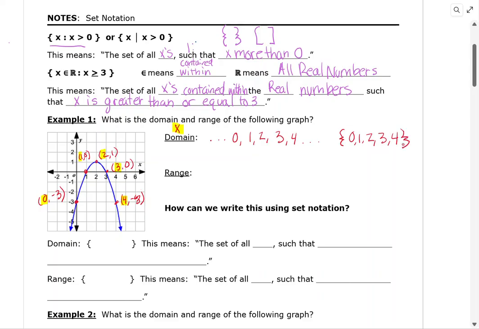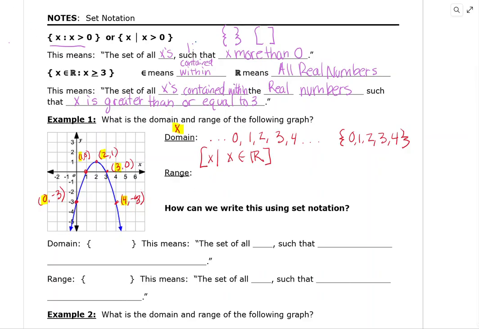Now, if we want to write this in set notation, we have to use this format here. I'm going to use a bracket. So I have x such that, and when I'm looking at my x values here, they're going infinitely negative and also infinitely positive. So all of our x's are going to be contained within the real numbers, because they can be negative, they can be positive, and they're going both ways.